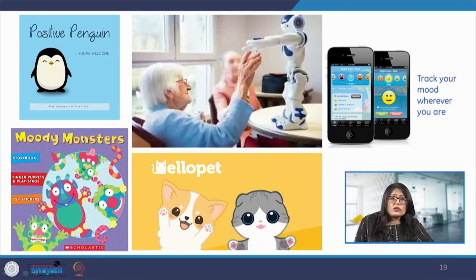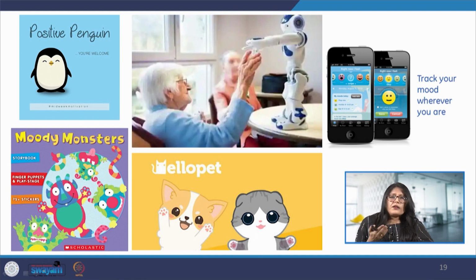Now the Moody Monsters. Sometimes children face problems in identifying what they are feeling, because it may be difficult to understand whether I am feeling sad or angry, how do I understand this emotion. Moody Monsters is an application for children which teaches them what it is that they are feeling and how to overcome that particular feeling. If they are feeling angry, it is only a temporary phase, and they can learn how to overcome anger or sadness or whatever the feeling may be.